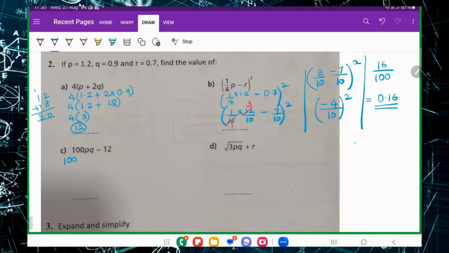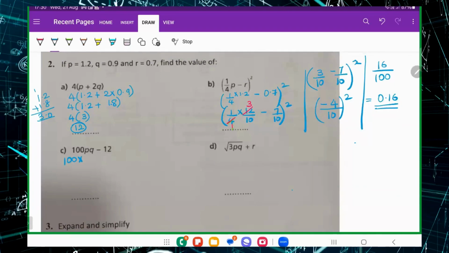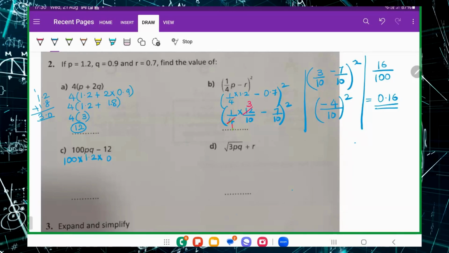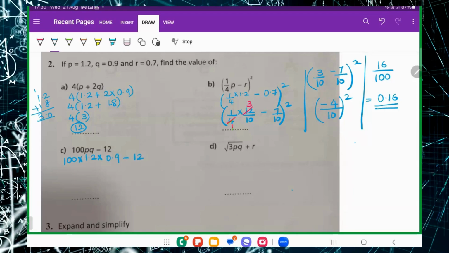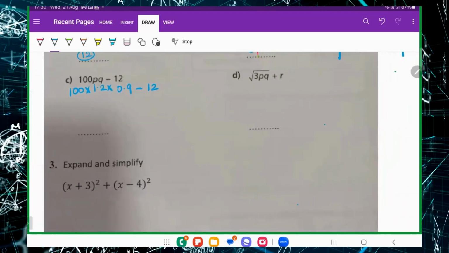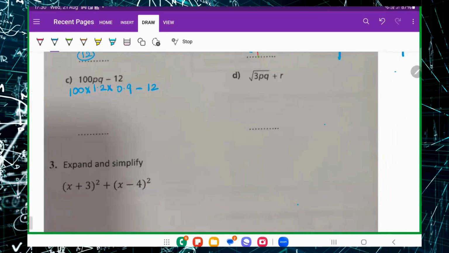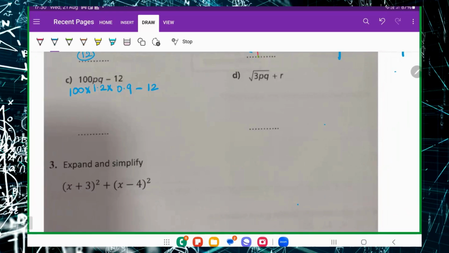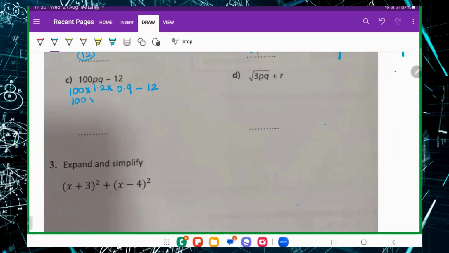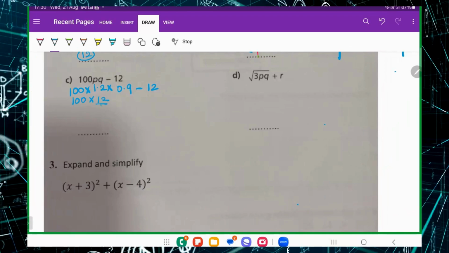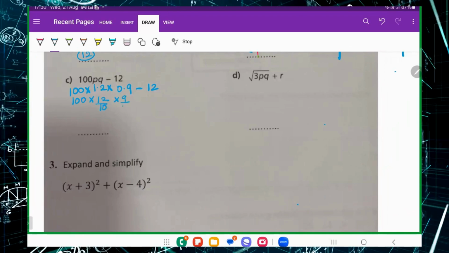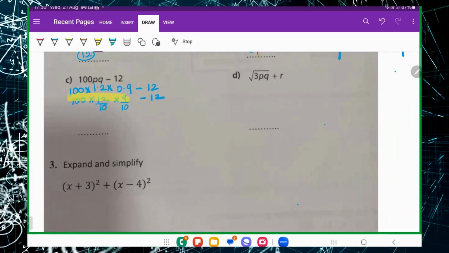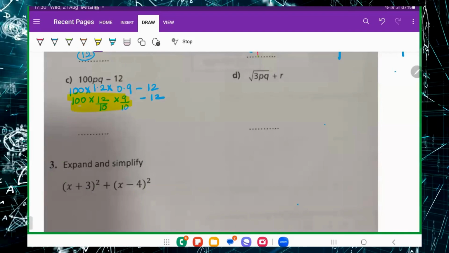It is 100 multiplied by P. What is P for us? 1.2 multiplied by Q, which is 0.9, minus 12. Now, in this case, see, there are two ways of doing it. I can write this as 120 and then I do multiplied by 0.9, or to make the calculation easy, I'll say this is 12 upon 10 multiplied by 9 upon 10 minus 12. See, the BODMAS says first I have to do this followed by minus 12.